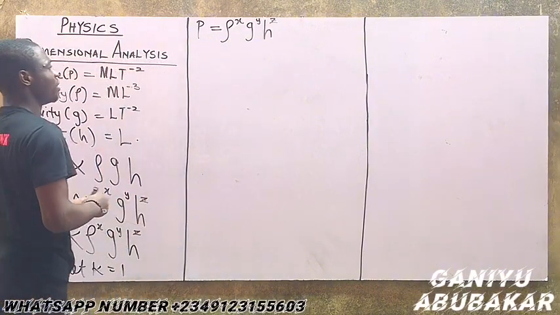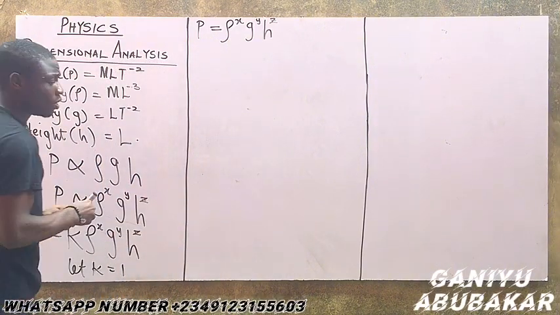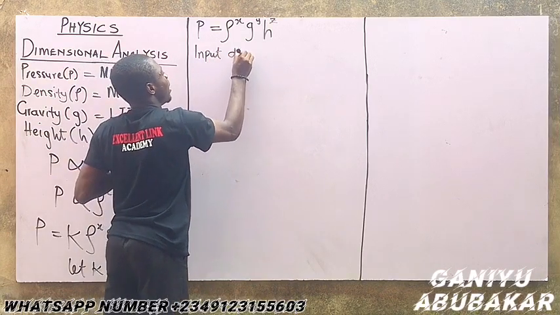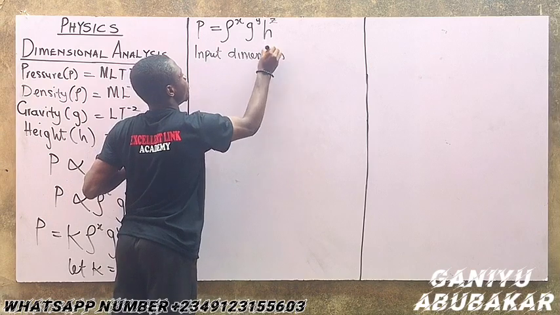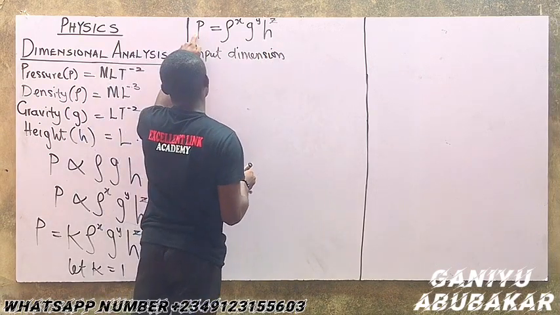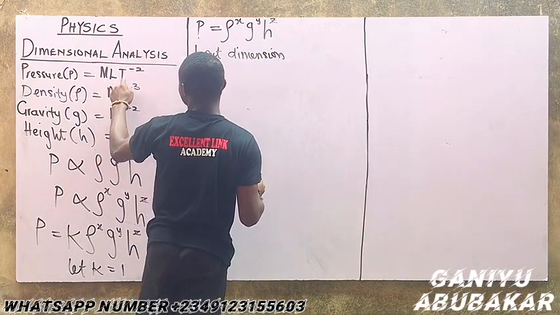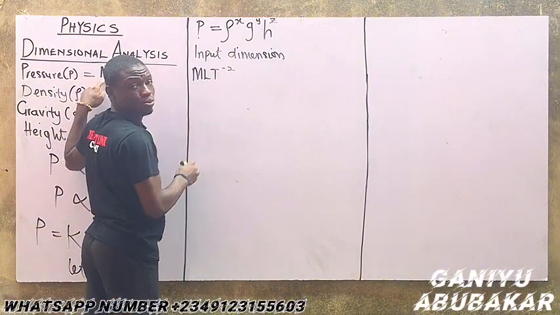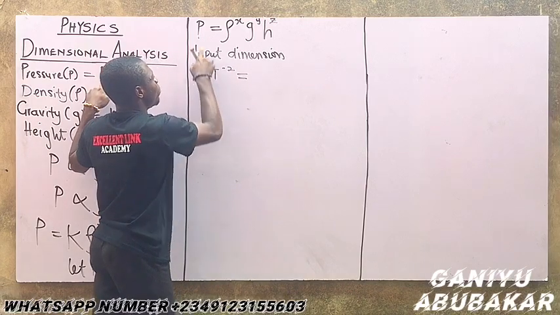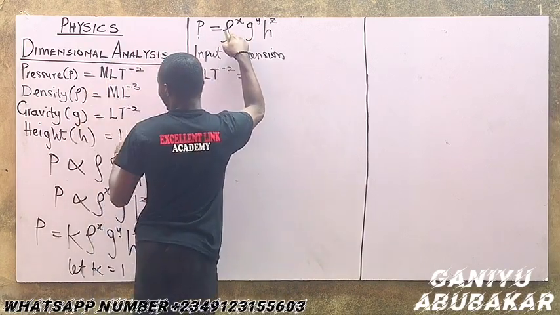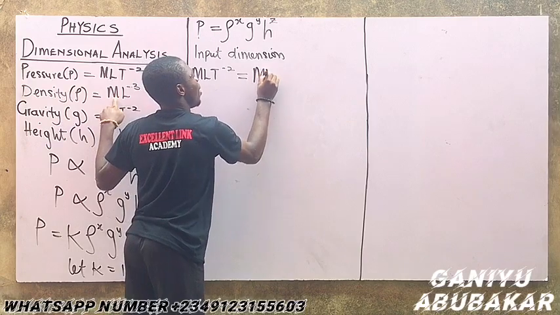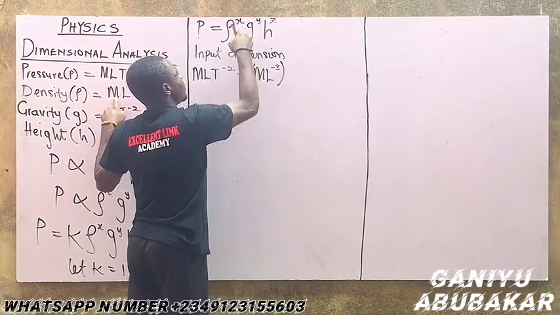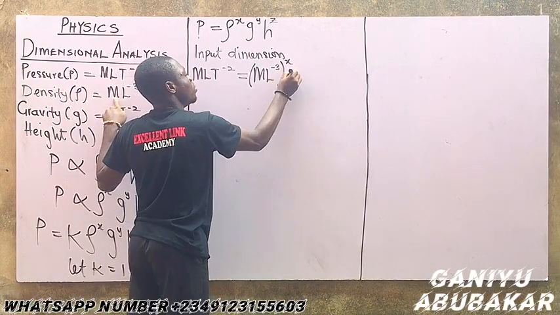All right. At this point now, introducing dimension, right? At this point, I'll input dimension. What's the dimension for pressure? That's M L T to the power minus 2. I'll have M L T to the power minus 2. All right. Next up is now equal to, that's for pressure. Density is rho. That's M L to the power minus 3, all encased to the power x. That's for rho.